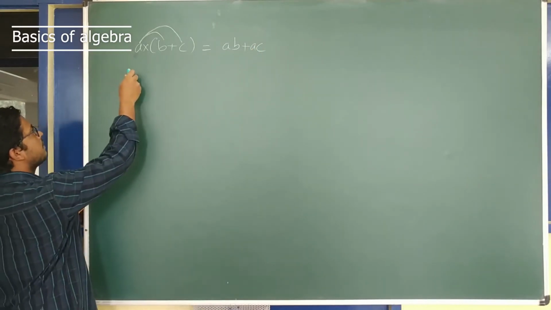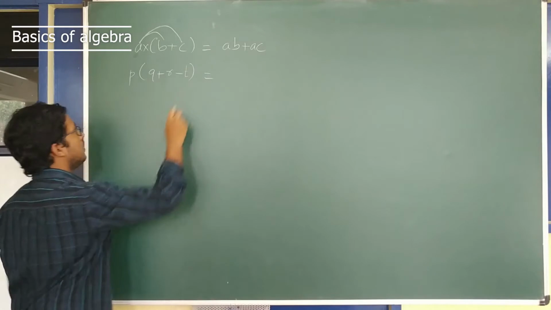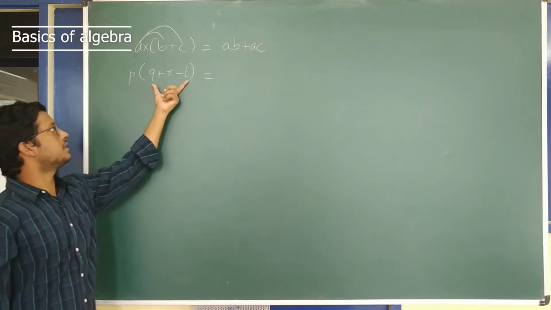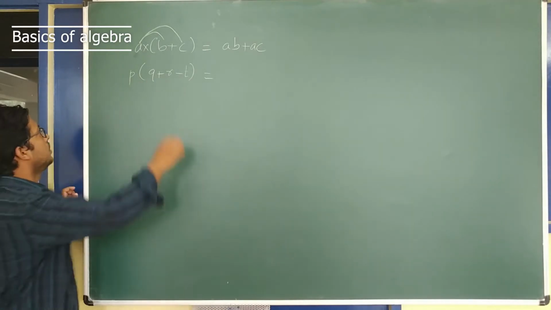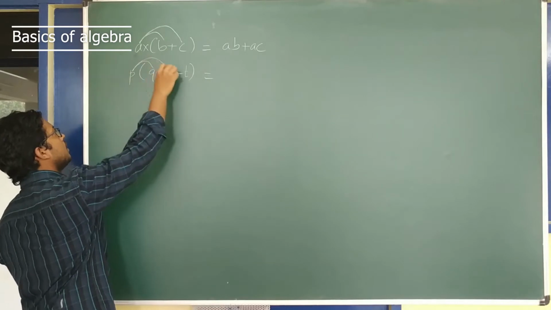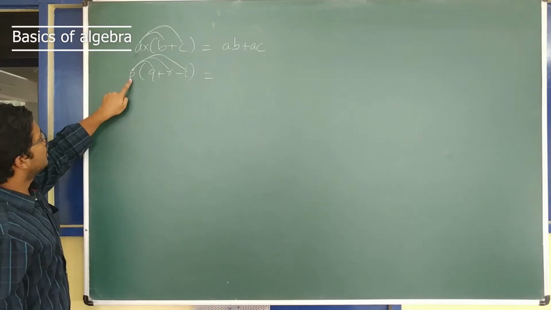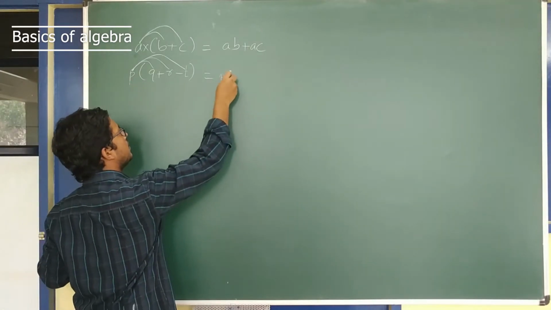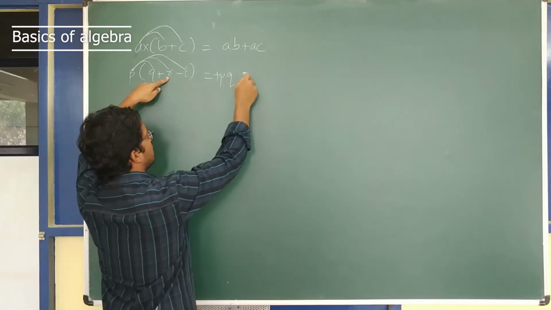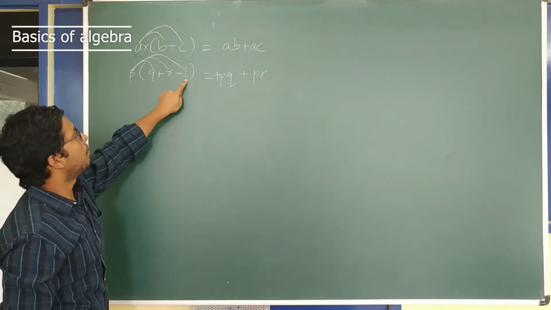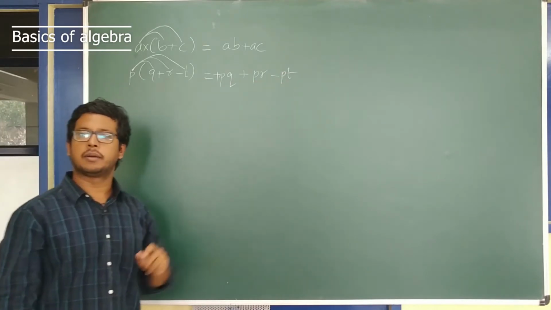Let's take another simple example. P into Q plus R minus T. So this is a monomial, this is a trinomial. Again we apply the same thing. We take one term and multiply to all the terms. So we'll start with P into Q, then P into R, write it along with the sign, and P into minus T. P into Q is plus PQ. First term, you write it, it's okay, plus PQ. P into R is plus PR. P into minus T is minus PT. So the final answer will be PQ plus PR minus PT.